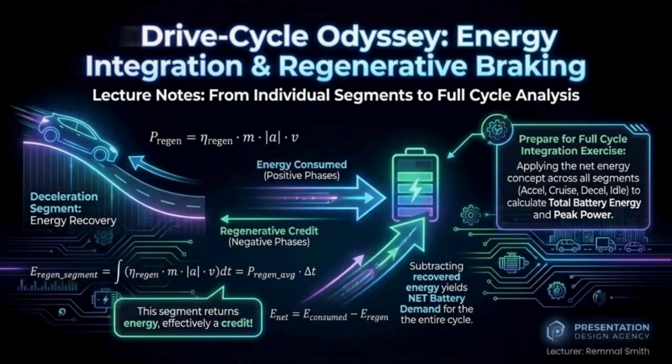During positive acceleration segments, the battery supplies energy. During deceleration segments, the battery receives energy back. Net battery energy equals total positive energy minus total regenerated energy. In equation form, energy net equals energy consumed minus energy regen. This is like keeping a ledger. Energy used is recorded as a debit, and energy recovered is recorded as a credit. At the end of the driving cycle, the final balance gives the true battery demand. Now we are ready to apply this to a full cycle integration exercise.